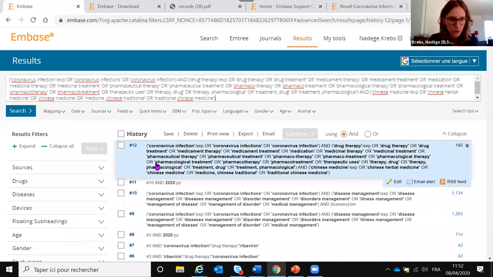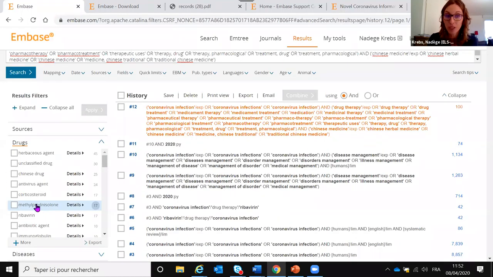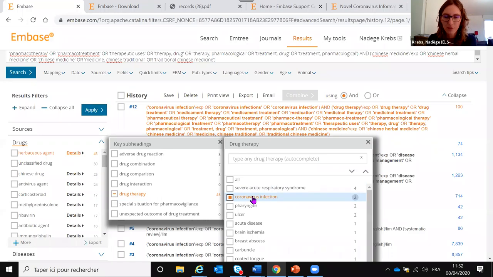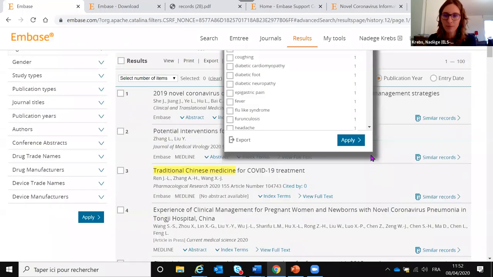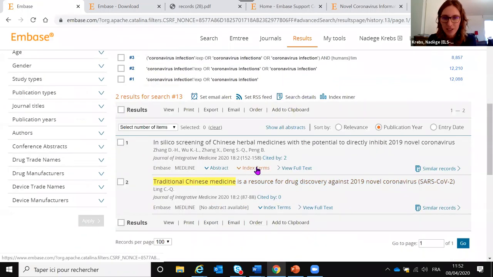If I go to the drugs on the side, I will see that there are some real drugs, like methylprednisolone, but we also have, for example, herbaceous agents. And if I click on details and drug therapy to coronavirus infection, then I will have the articles that talk about herbaceous agent being a drug therapy to coronavirus. And I have 2 papers. If I look down, I can see that Chinese herbal medicines or traditional Chinese medicine is a resource for drug discovery against the virus.